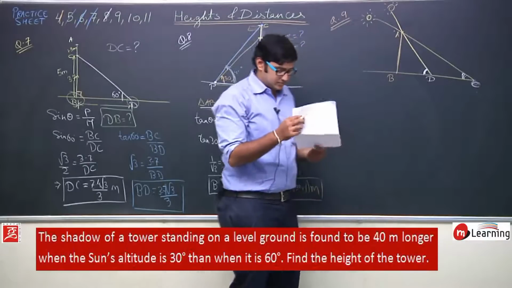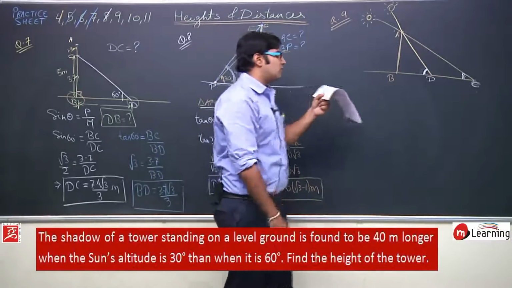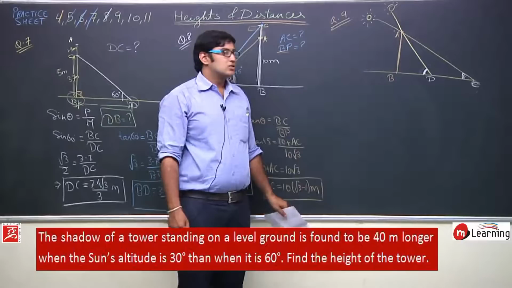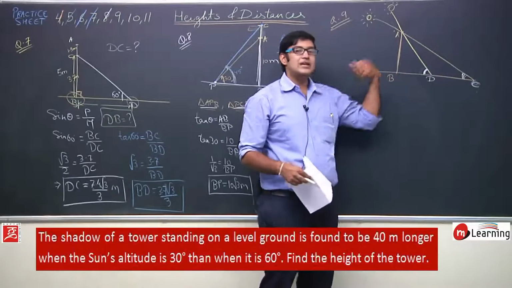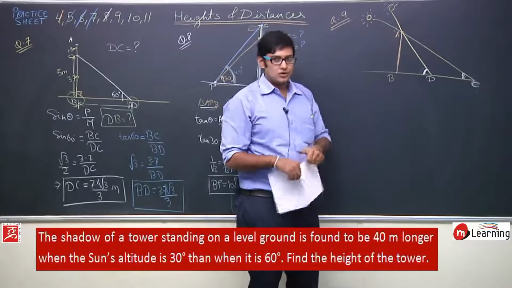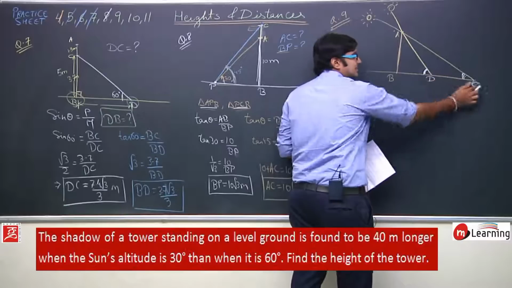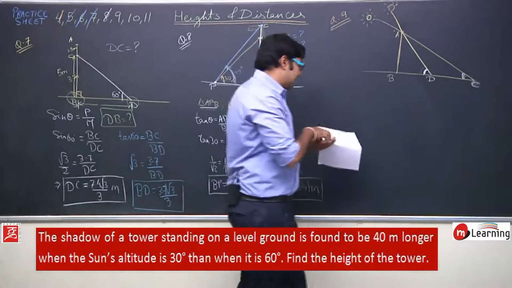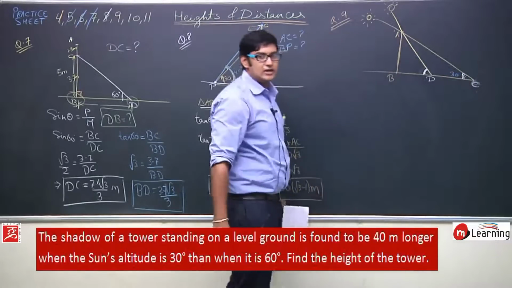So what it says is the shadow of the tower standing on the level ground is found to be 40 meter longer when the sun's altitude is 30 degree. Obviously I can see when the sun's altitude is less, the shadow will be large. When the sun's altitude is large, the shadow will be small. So from this point I can see the shadow is like this. This BC is the shadow, which is the longer shadow. BC is longer in length. So I can definitely say that this BC represents 30 degree angle, 30 degree altitude of sun.